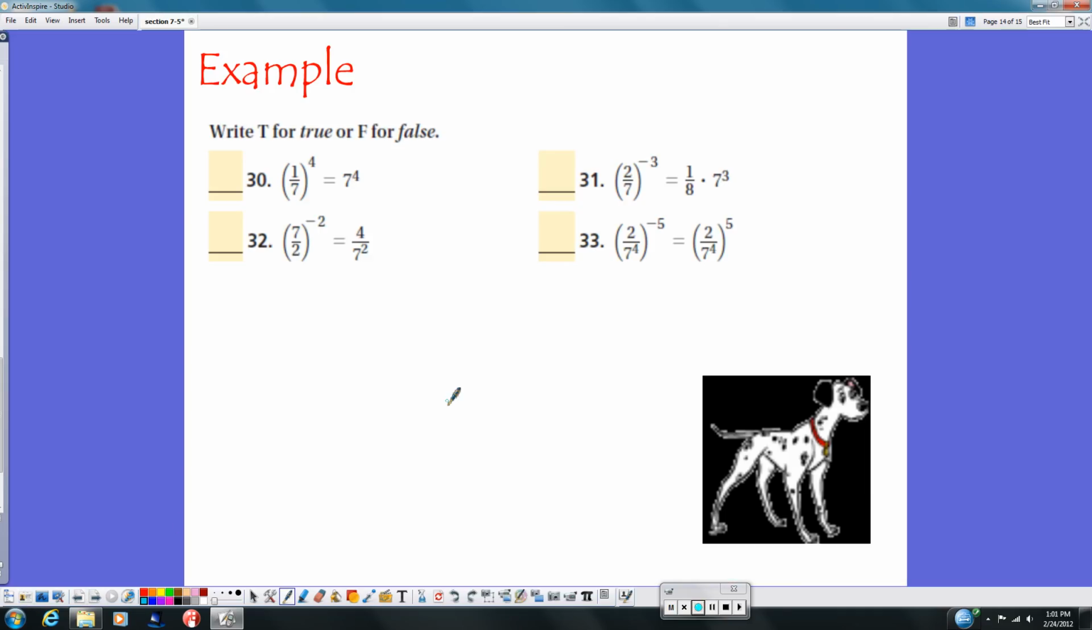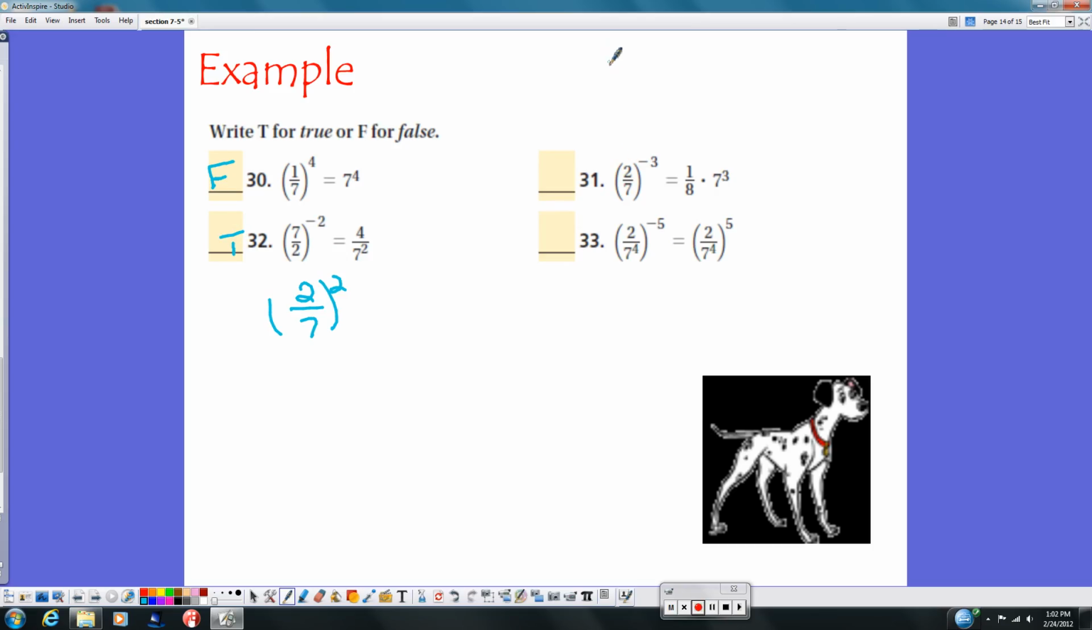Let's look at these and see if they are true or false. 1/7 to the 4th is equal to 7 to the 4th. That's false. 7 over 2 to the negative 2 is equal to 4 over 7 squared. Well, the negative means we're going to flip this, but still square it. So 2 squared is 4, 7 to the 2nd is 7 to the 2nd, so that's true.